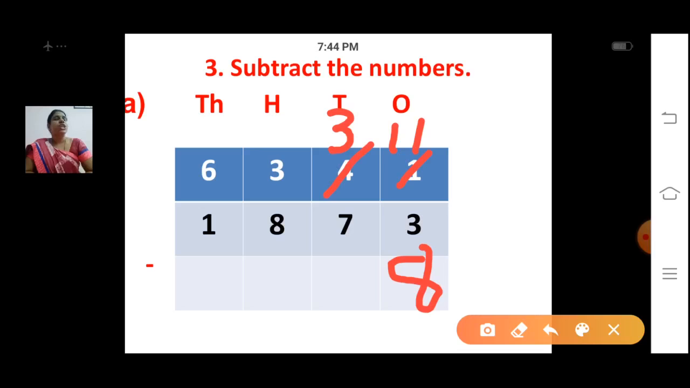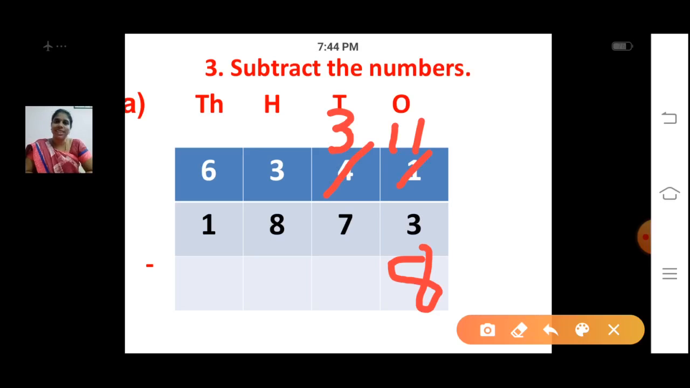Write it down. So we cannot subtract 1 minus 3. So what do we have to do? Borrow from the tens place. So my tens place will become 3 now. So 4 minus 1 is 3. And my ones place will become 11. So 11 minus 3 is 8. Write it down. Let's see.